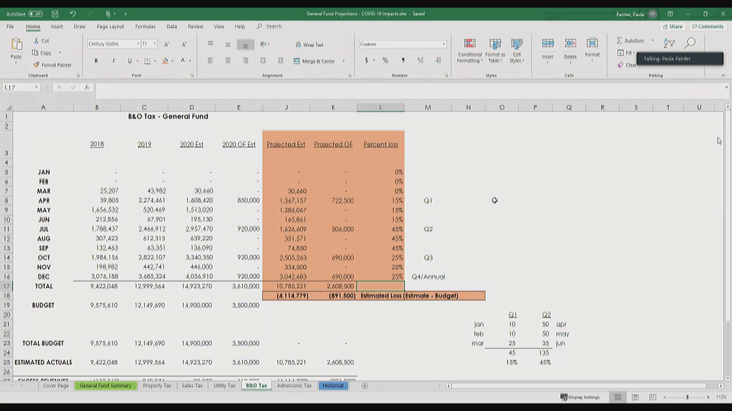This model is in line with what some of the other cities are looking at. Everyone is looking at their potential losses from a different perspective, most of them looking at their biggest revenue streams and what the potential impact could be. But I've done these assumptions for everything.